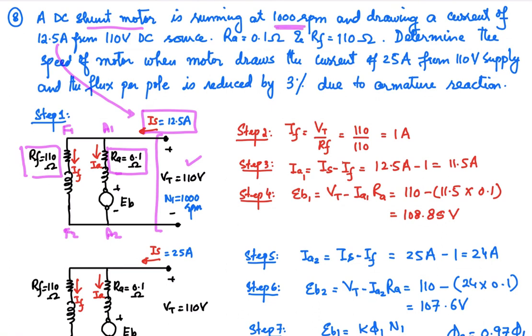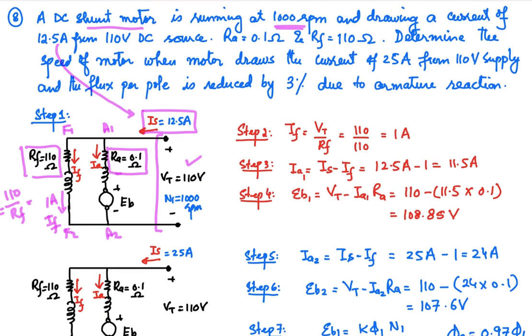So as a first step, we have drawn the equivalent circuit. Now we are going to find out the field current as we did in the last example. So IF is equal to VT by RF. So 1 ampere is the current that is going to flow in the field winding, and that is simply determined by dividing the voltage with the resistance. So that is 1 ampere, that is the field current IF.